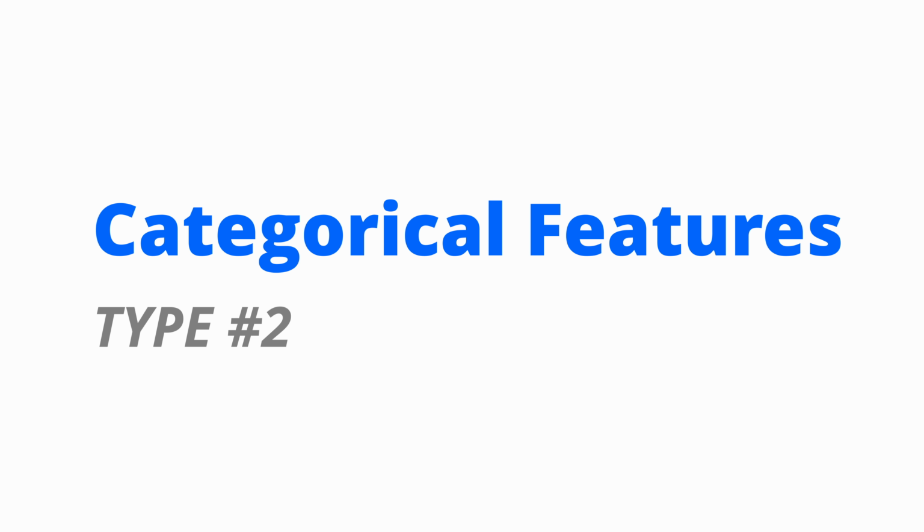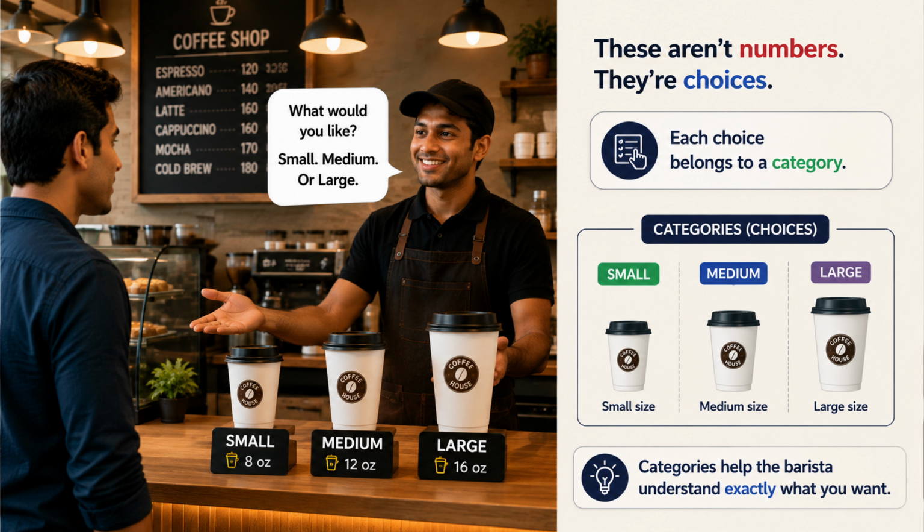Now let's look at categorical features. Imagine you walk into a coffee shop. The barista asks, what would you like? Small, medium, or large? These aren't numbers. They are choices. Each choice belongs to a category. They are called categorical features because they describe what something is, not how much it is.